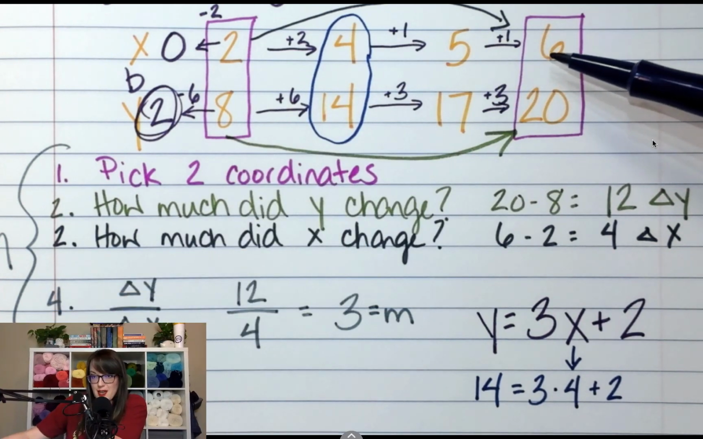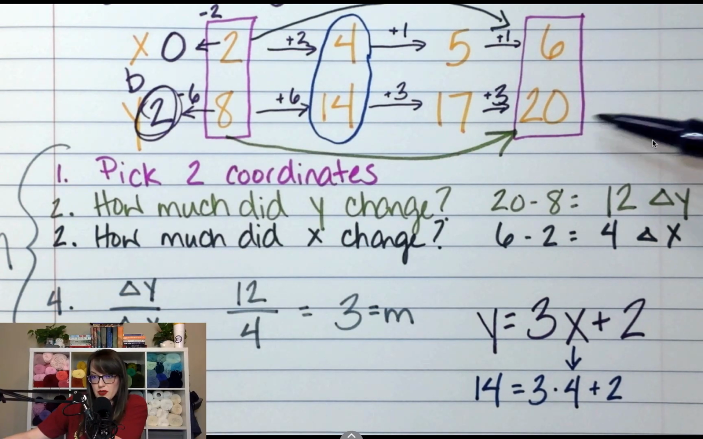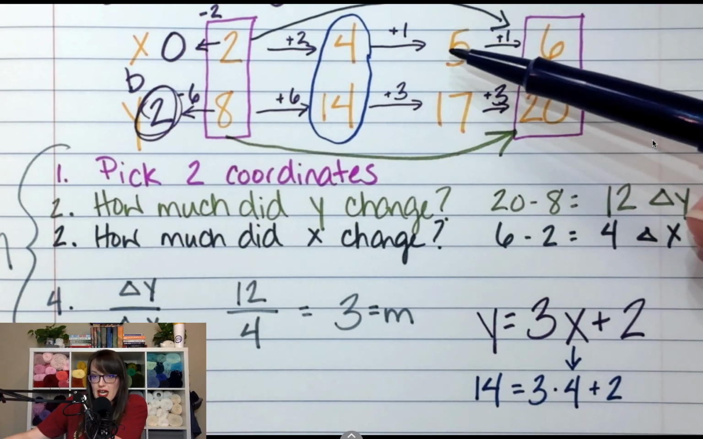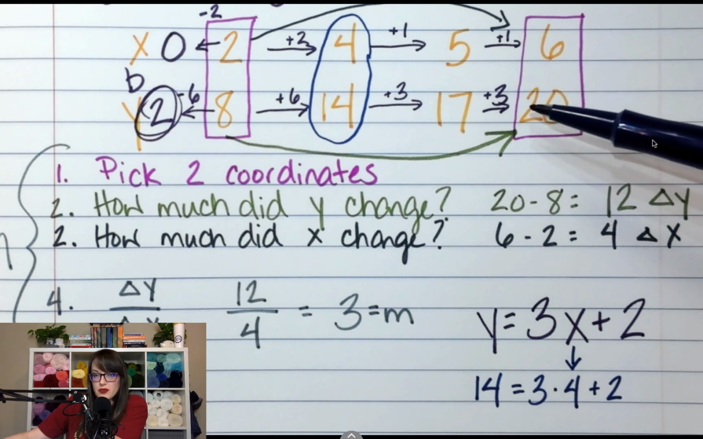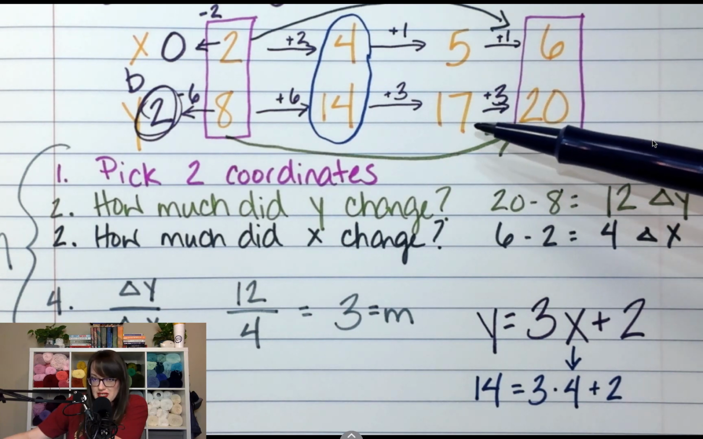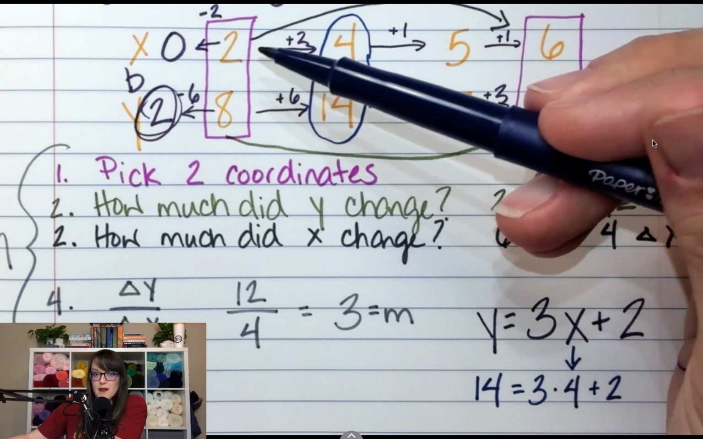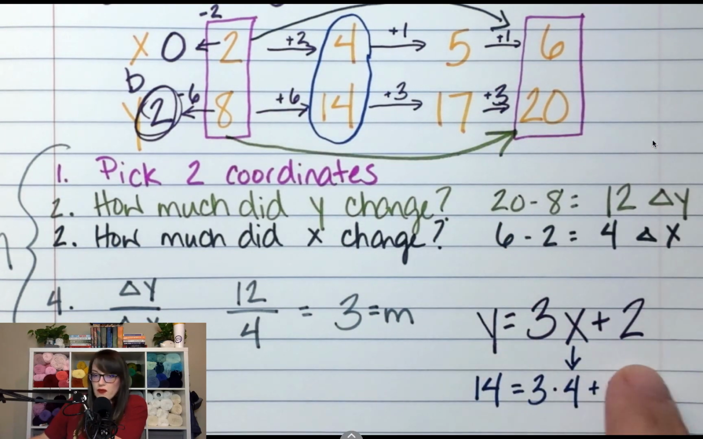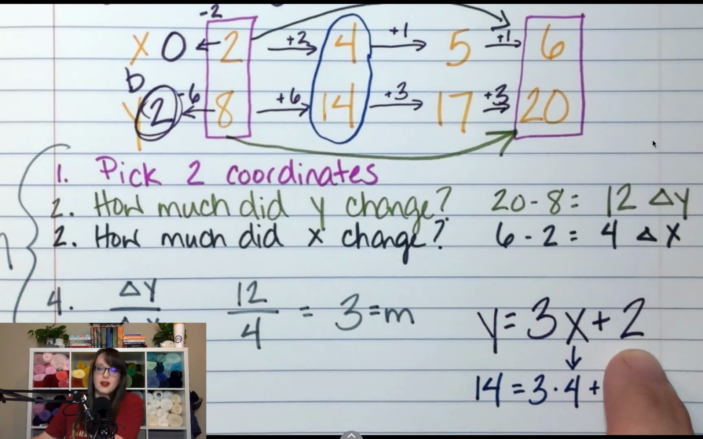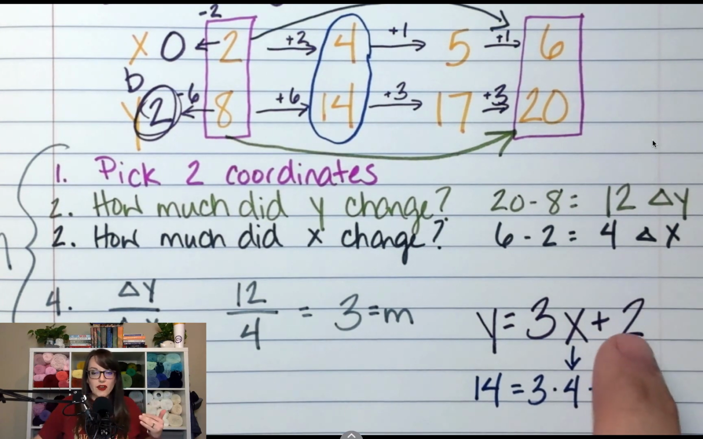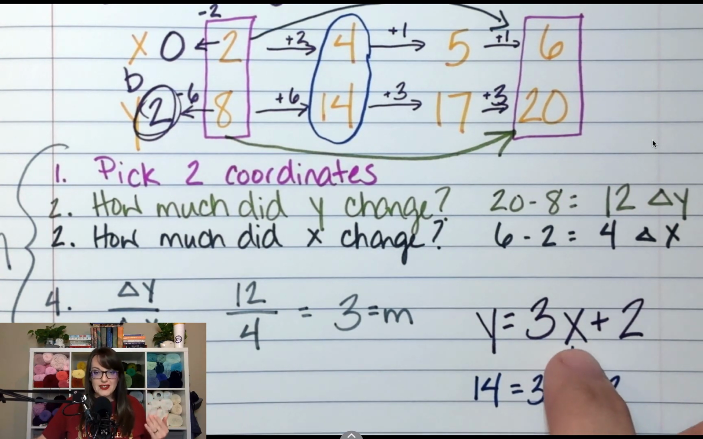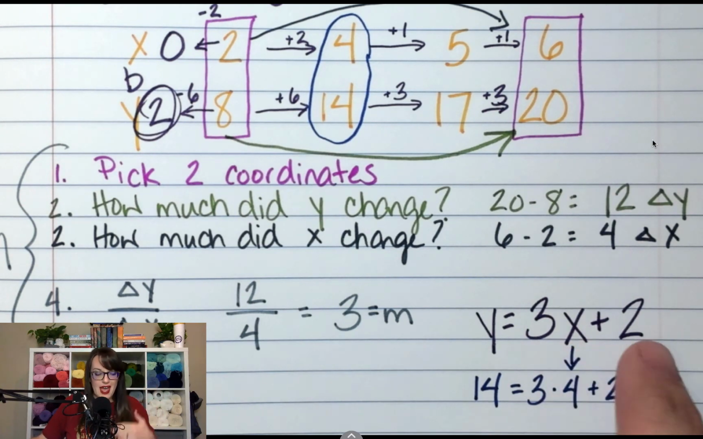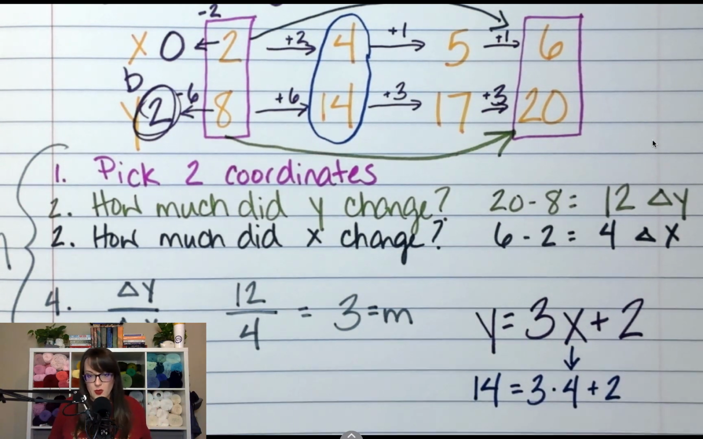So I know that whatever my x value is, I triple it and add the 2. So 6 times 3 plus 2 is 20. 5 times 3 plus 2 is 17. 2 times 3 plus 2 is 8. So we've written the rule that whatever x value I have, if I triple it and then add 2, that tells me the y.